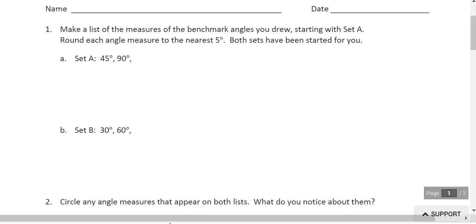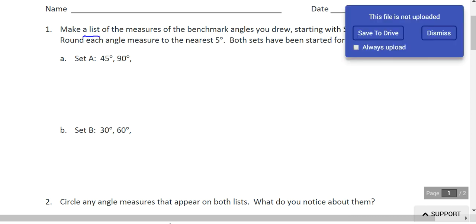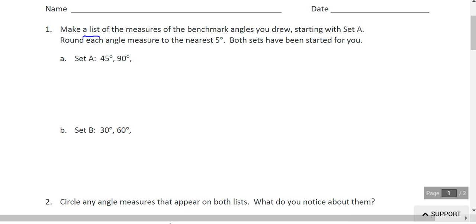All right, number 1 says to make a list of the measures of the benchmark angles you drew, starting with set A. Round each angle measure to the nearest 5 degrees. Both sets have been started for you. So basically in set A, we are going to do 45-degree angles until we get all the way to 360.